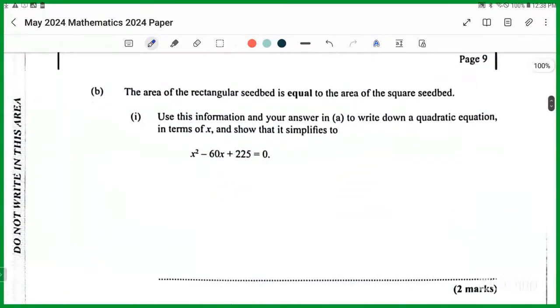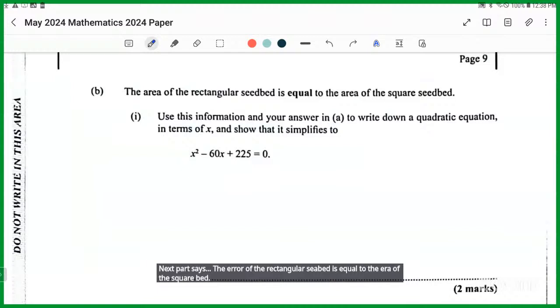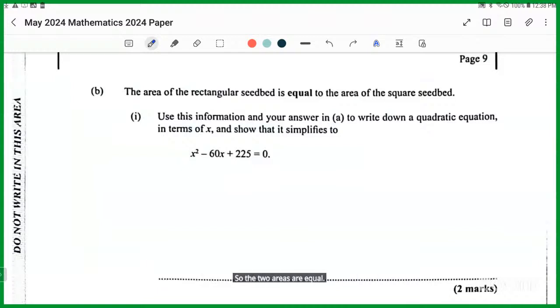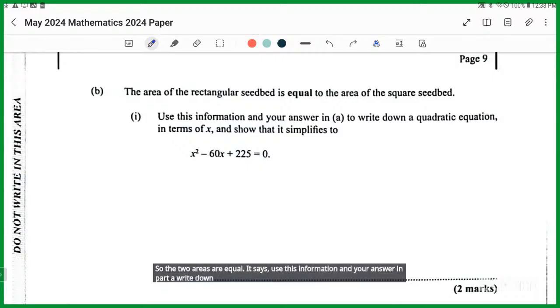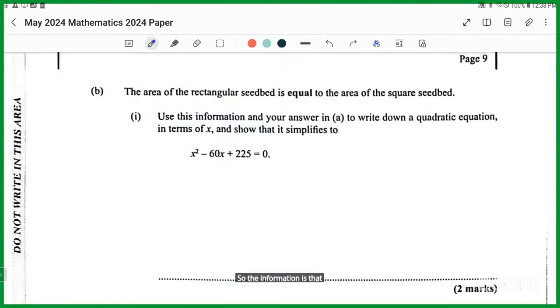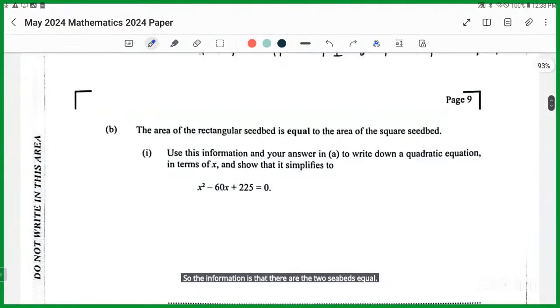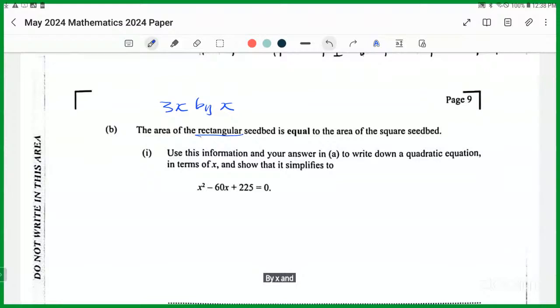Next part says, the area of the rectangular seedbed is equal to the area of the square bed. So the two areas are equal. It says, use this information and your answer in part A to write down a quadratic equation in terms of x, the one x alone, and show that it simplifies to this equation. So the information is that the areas of the two seedbeds are equal. The rectangular seedbed was 3x by x, wasn't it? That was 3x by x. And the square seedbed is y by y.